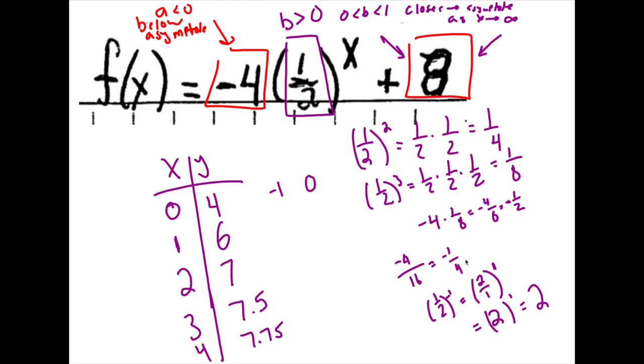Now, if I do 1 half to the power of negative 2, right, let's say I plug in negative 2 for x, well, what's going to change? Well, the flipping is still going to happen because it's a negative exponent. 2 over 1 will always be equal to 2. That's not going to change. So now we're going to do 2 to the power of 2, and that's 4. 4 times negative 4 is negative 16. Negative 16 plus 8 is negative 8. So we have a nice table right here.